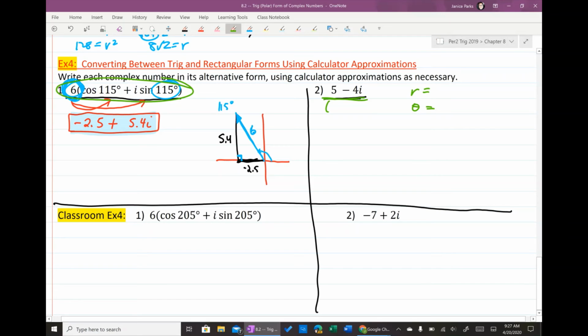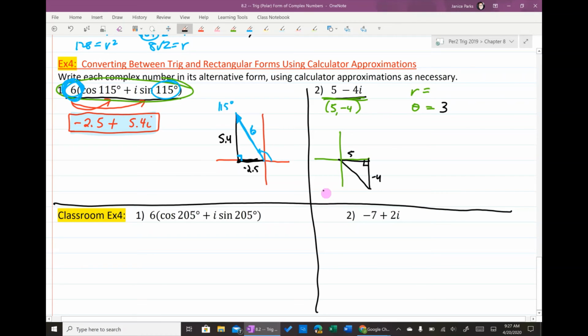Okay, so first, this is 5, negative 4. So let's figure out what quadrant we're in. If we're at 5, negative 4, we're definitely in quadrant 4. So I know that this is going to be 300 and something, most likely.